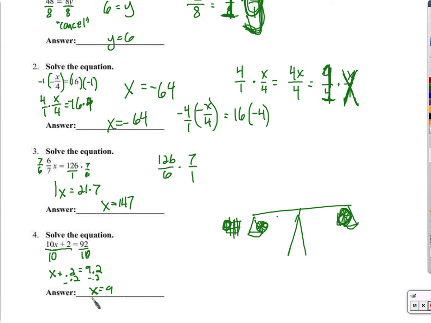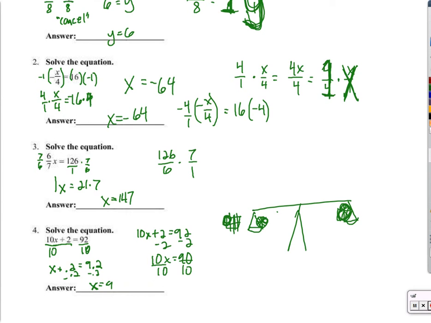I don't really like that. What I like is, instead of dividing at the beginning, save it for a second, subtract 2 on both sides. Get rid of that constant on this side. Get 10x equals 90, then divide by 10. Because then over here, all I have is 10x. It's the only thing that has to get divided by 10. And still, x equals 9.